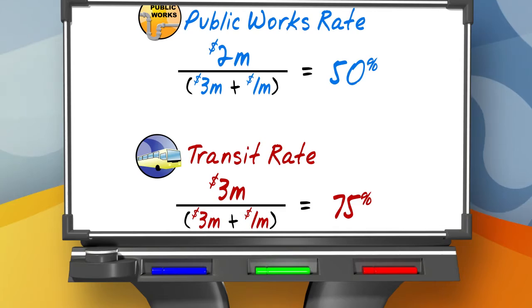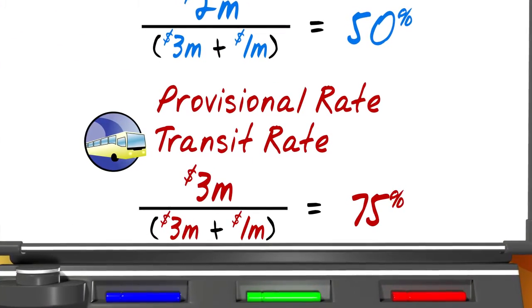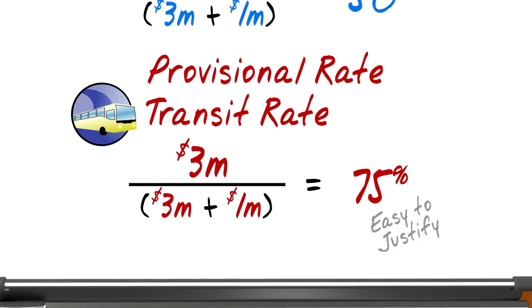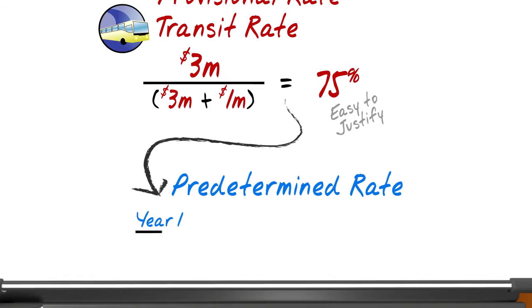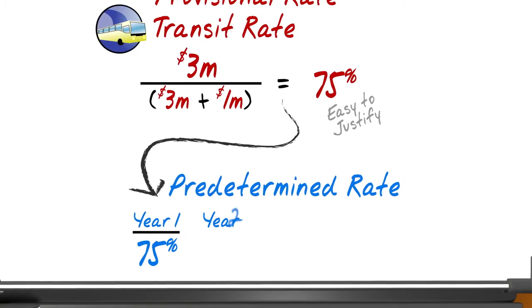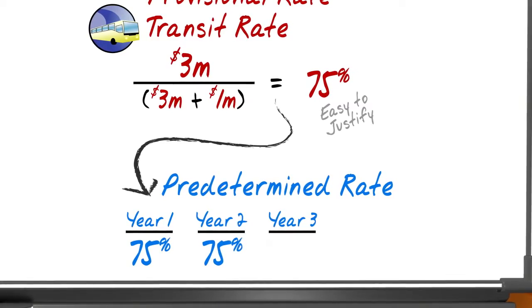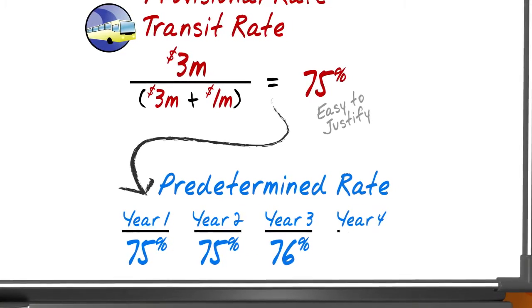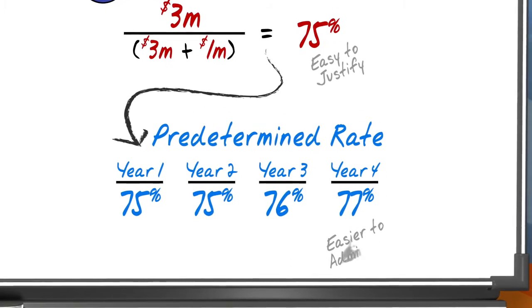Smaller agencies tend to use actual costs to compute a provisional rate. This is because provisional rates are easier to justify than estimated or predetermined ones, and consequently tend to be a bit higher. Larger agencies, however, seem to prefer predetermined rates because they tend to project 3 to 4 years out rather than relying on annual evaluation and adjustment, making them easier to administer.